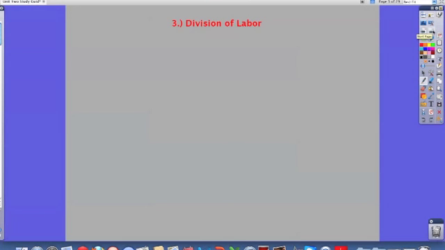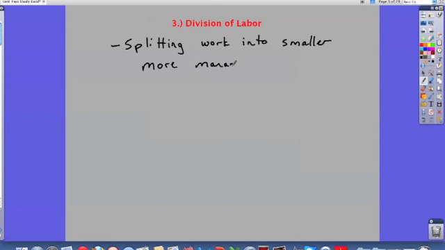Okay, the next topic is the division of labor. Division of labor is something we talked about in the last unit, so you should be extremely familiar with it, and this should really only be a review. Remember, guys, on your test from now on, there will be review questions, which basically means it was something we talked about in the last unit. Division of labor will be on your test. Division of labor means splitting work into smaller, more manageable tasks.